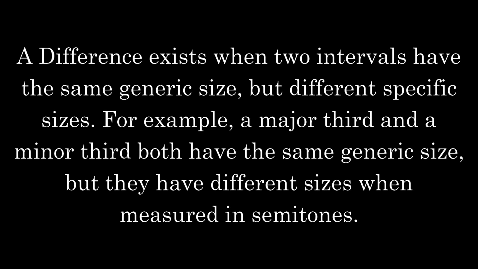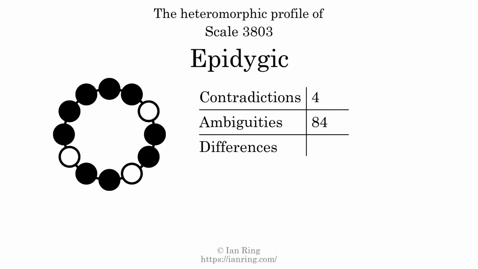A difference exists when two intervals have the same generic size, but different specific sizes. For example, a major third and a minor third both have the same generic size, but they have different sizes when measured in semitones. The number of differences in this scale is 168.